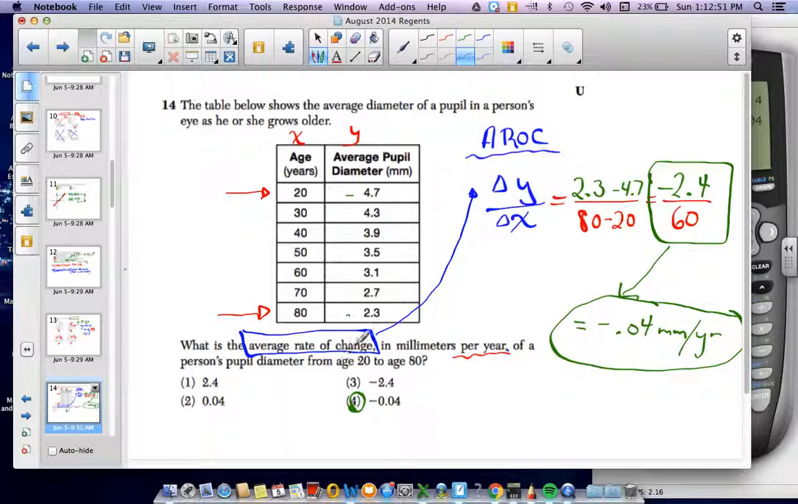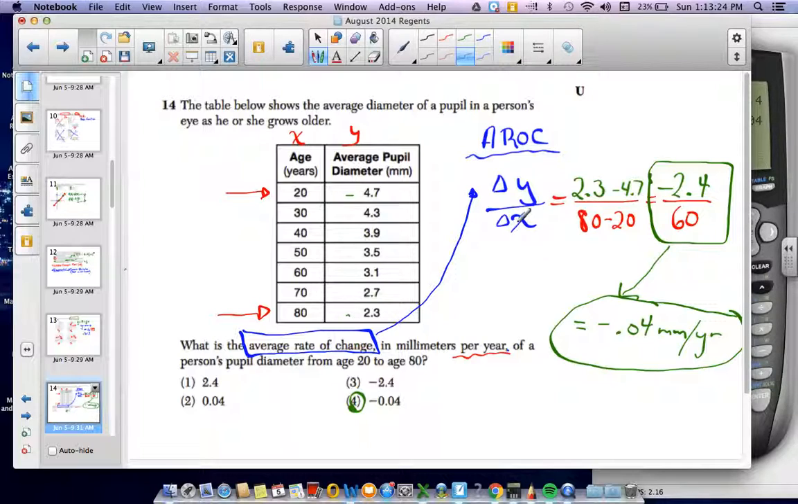This is a tricky one because all of the choices kind of have some value or some significance. There's no kind of silly answer that's totally out of the question. Choice 1 and 3 make sense if you kind of just subtracted those pupil diameters for those ages. If you messed up the order, you got negative. If you did them this way, you got positive. 0.04, you could have done everything correctly, but perhaps you forgot about a negative sign somewhere. So all the choices are very close here. The only one that is correct, obviously, is choice 4.